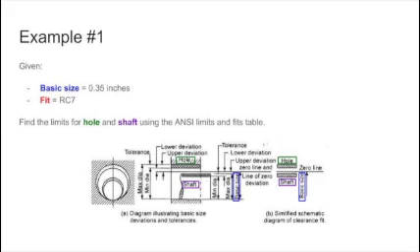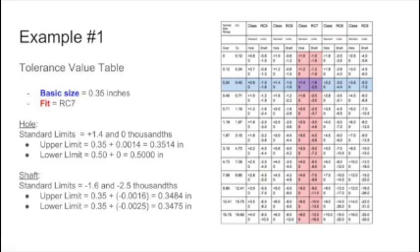In this exercise, we are given a basic size of 0.35 inches in a fit of RC7. You can see in the diagram below what this looks like. As shown in the table, the red highlighted region shows the fit and the blue highlighted region shows the basic size. Where the highlighted column and row overlap is the class with which we have to operate in. The tolerance values are listed in thousandths of an inch.